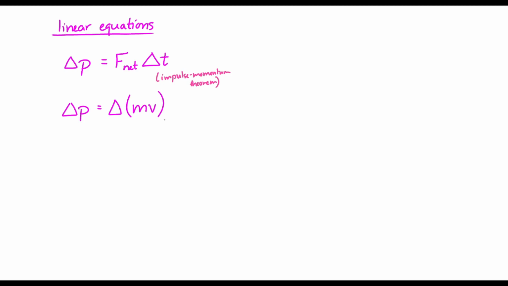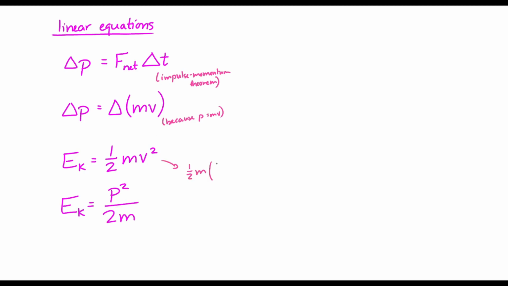I'm also going to write down our kinetic energy equation that we remember. Kinetic energy is 1/2 mv squared. And if you remember, we can also write that in a slightly different way. I'll do the quick derivation here. I'll replace v with momentum over mass. And if I do that, I can derive that the kinetic energy is also equal to p squared over 2m, where p is the momentum.